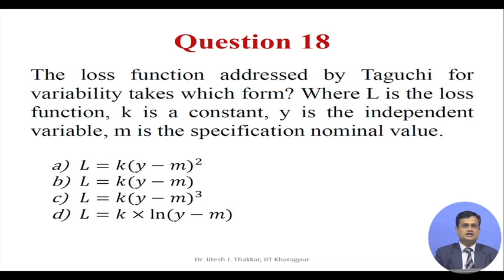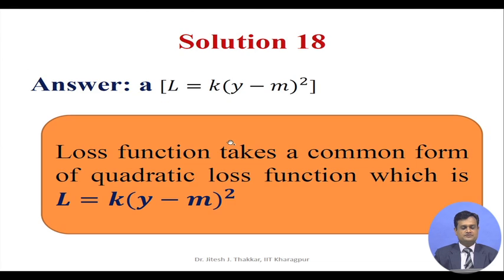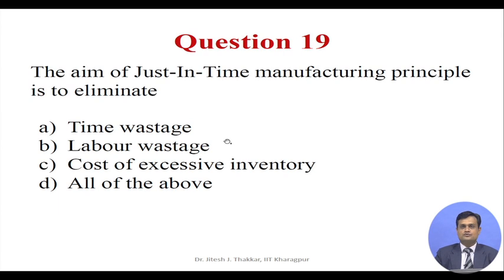Question 18. The loss function addressed by Taguchi for variability takes which form, where L is the loss function, K is the constant, Y is the independent variable, M is the specification, the nominal value. You can see the 4 options on the screen, and the answer is A, L is equal to K, Y minus M whole square. So the loss function takes a common form, which is a quadratic function, L is equal to K, Y minus M whole square.